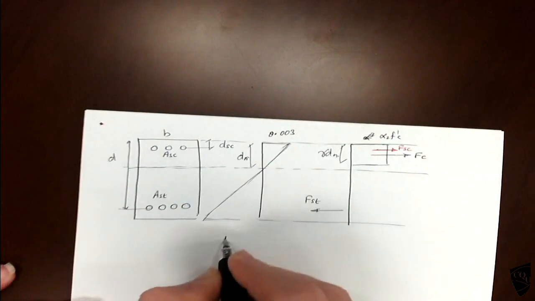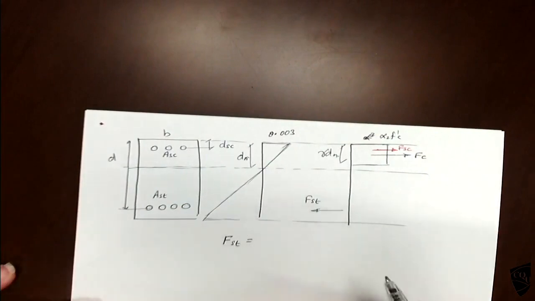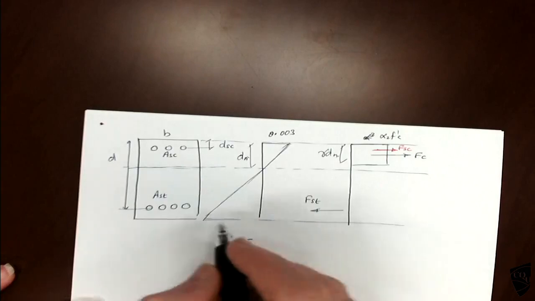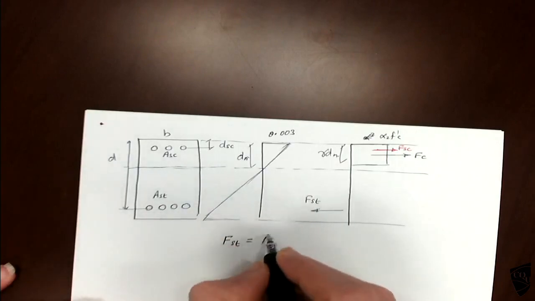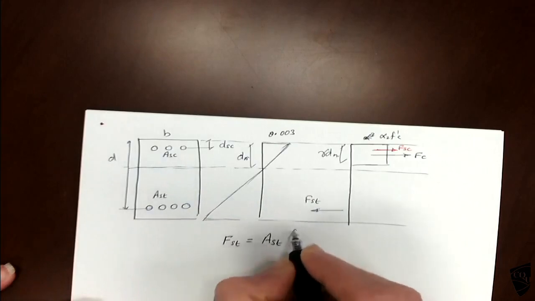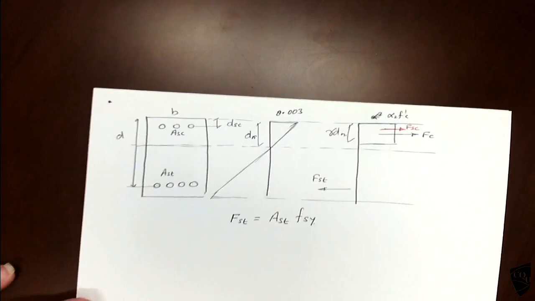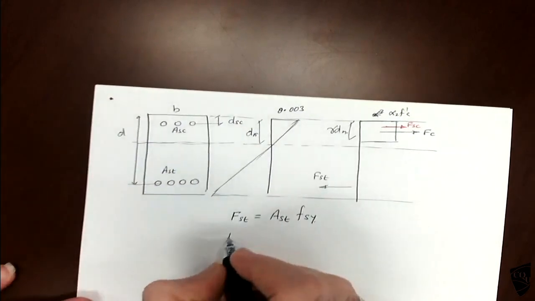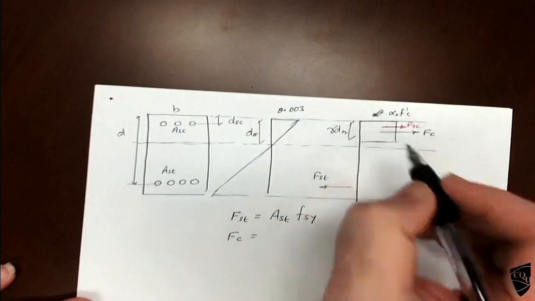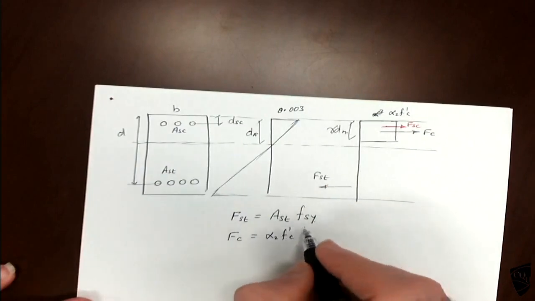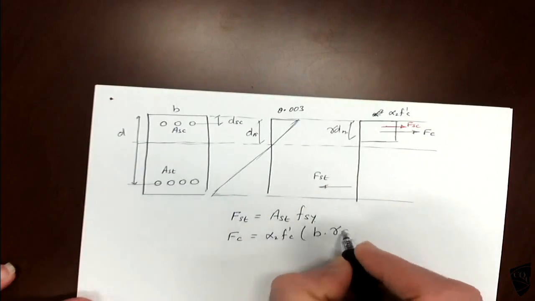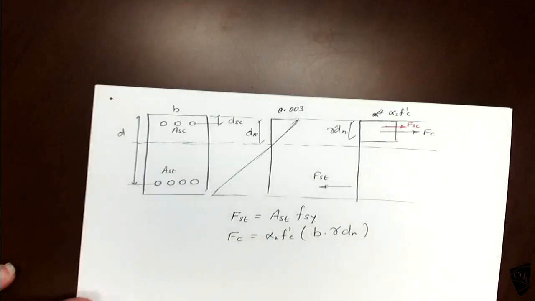First, we'll go from here. FST, force in the steel. This steel will yield. Yeah, tensile steel will yield. So AST, area times stress, that is Fsy. Okay. The next one is FC, uniform. This one alpha 2 f'c, that is a stress, times b times gamma dn, that is same as earlier one, doesn't change. Okay.